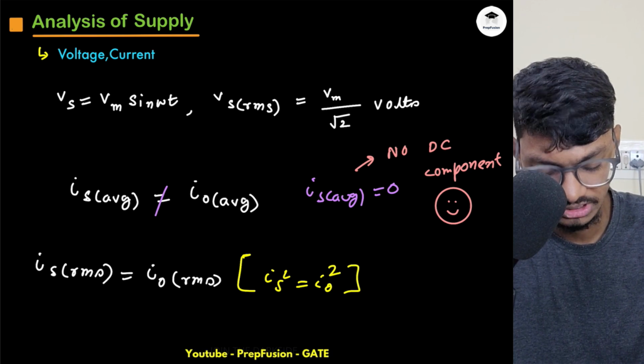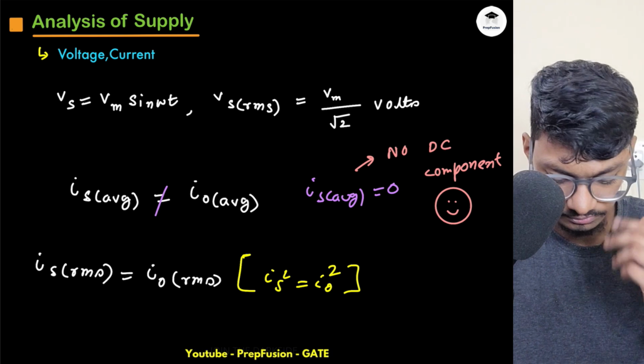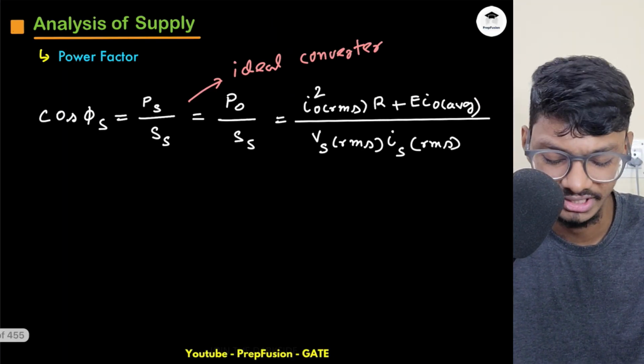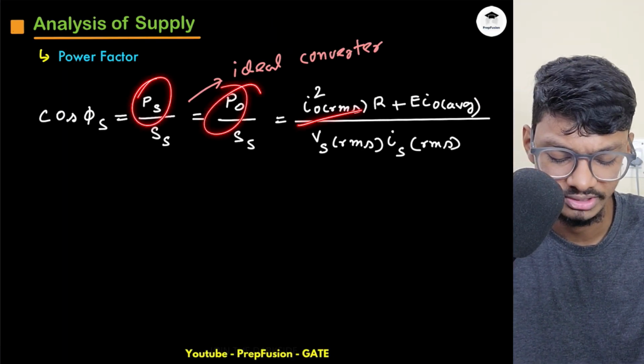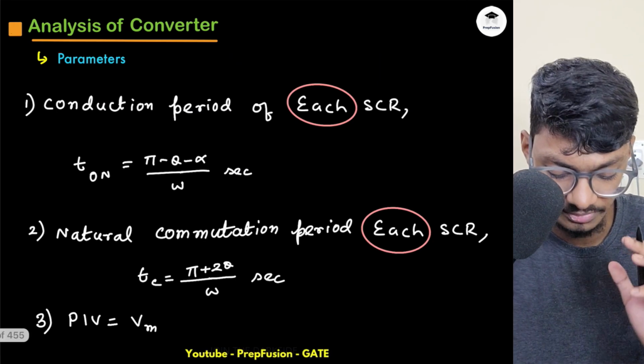Okay, this is the reason why both of them will be equal. Power factor uses the same formula. For the ideal converter, you replace PS with PO and then solve for PS. That's the same thing. Conduction period, so this is very important.